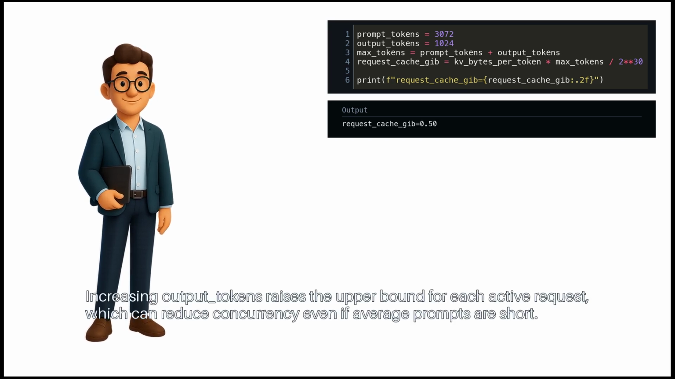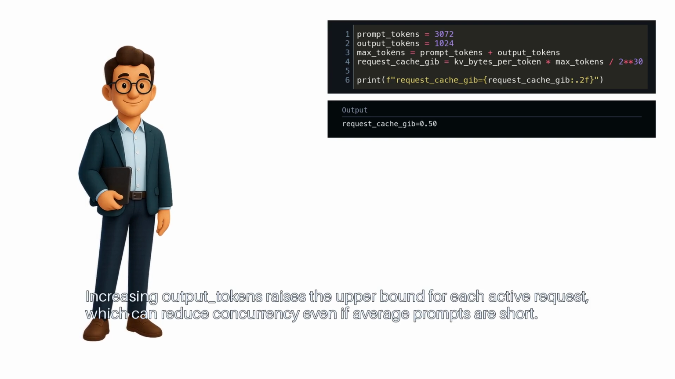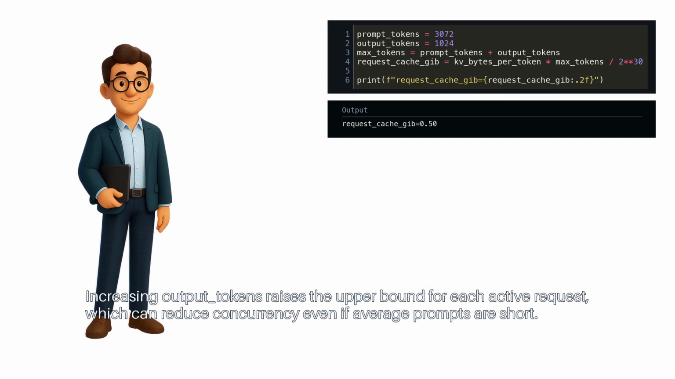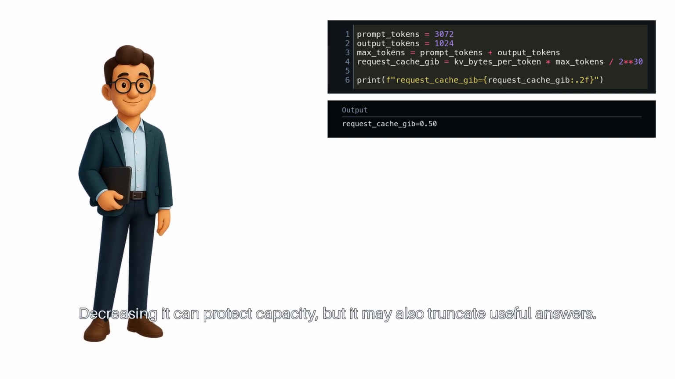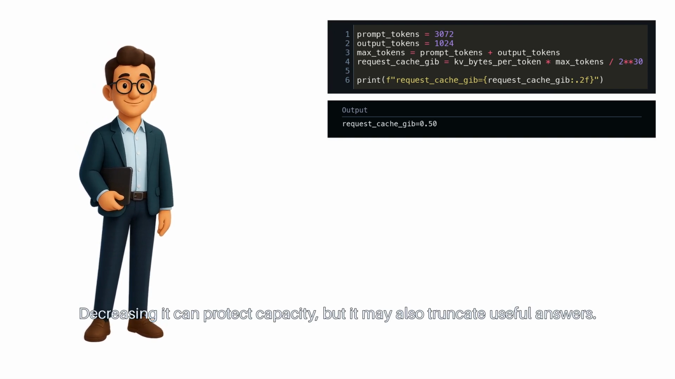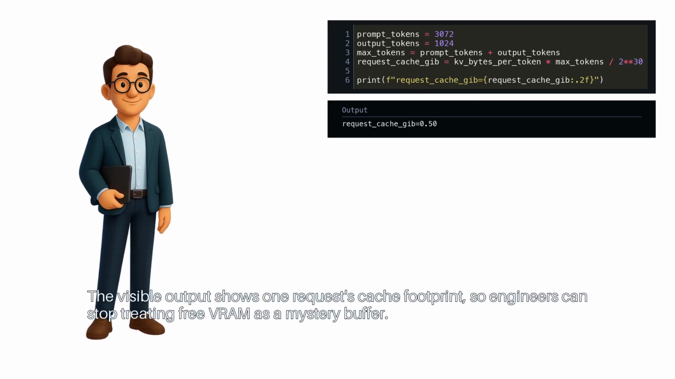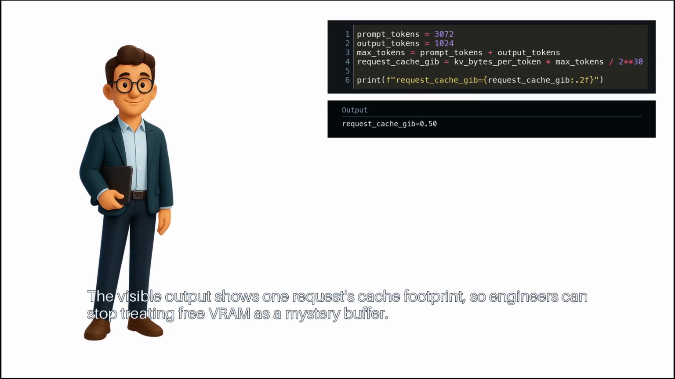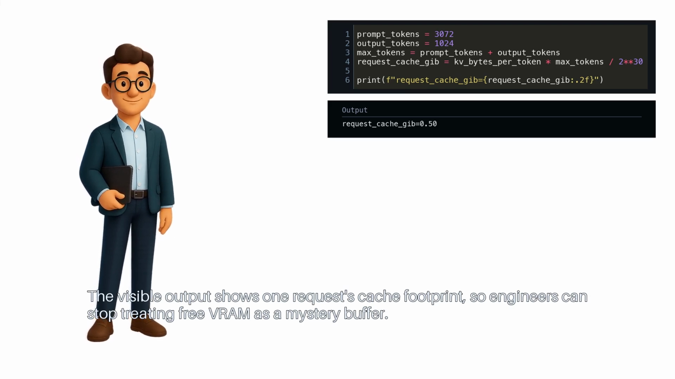Increasing output tokens raises the upper bound for each active request, which can reduce concurrency even if average prompts are short. Decreasing it can protect capacity, but it may also truncate useful answers. The visible output shows one request's cache footprint, so engineers can stop treating free VRAM as a mystery buffer.